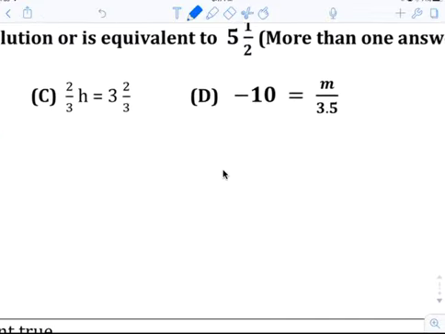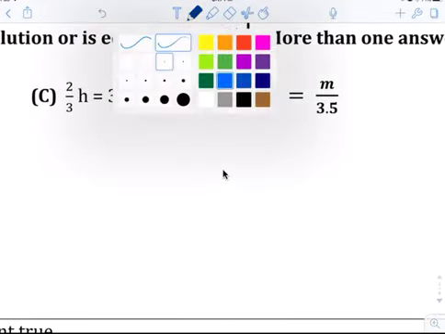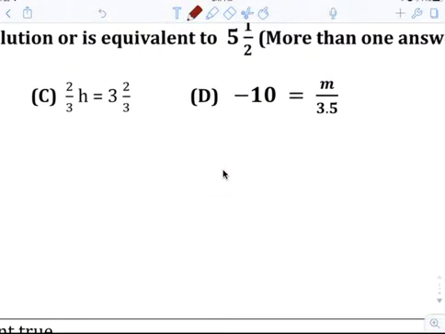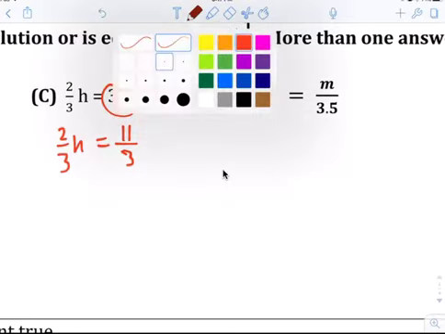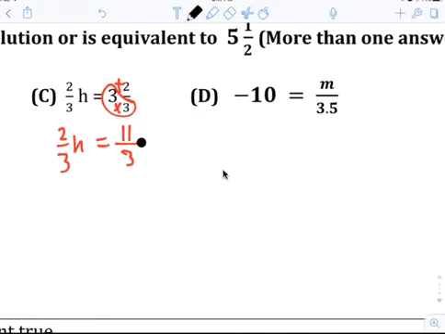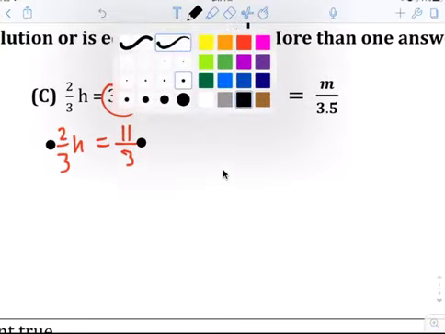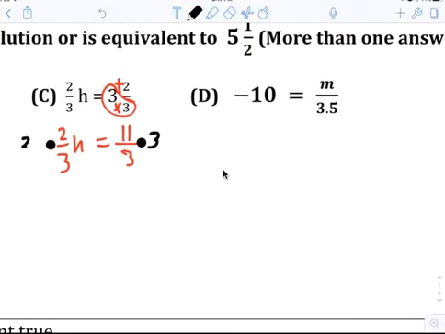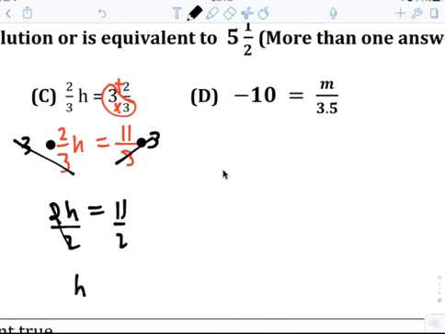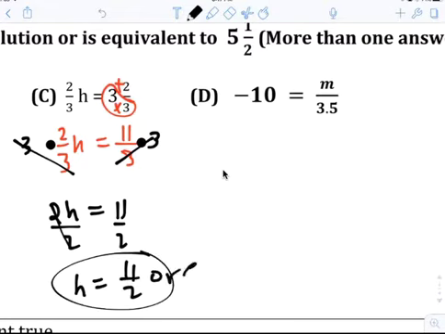Same thing here. You cannot get rid of fractions unless you make it improper first. 11 over 3 equals 2 over 3h. Times 3. 2h. Divide by 2. h equals 11 over 2. Cannot be reduced further, or you can put 5 and 1/2.